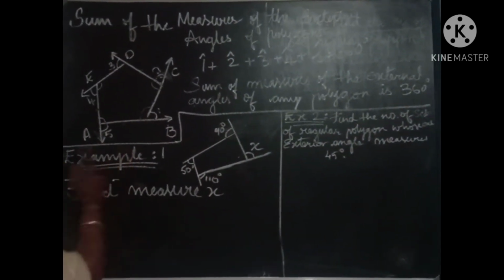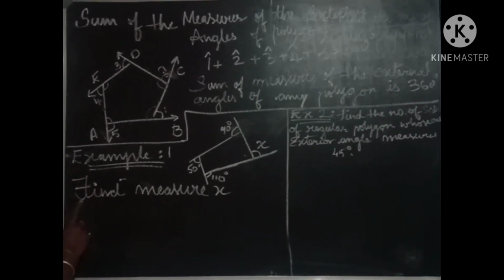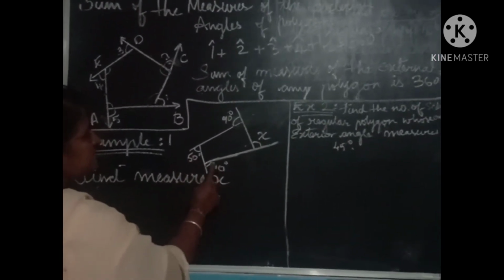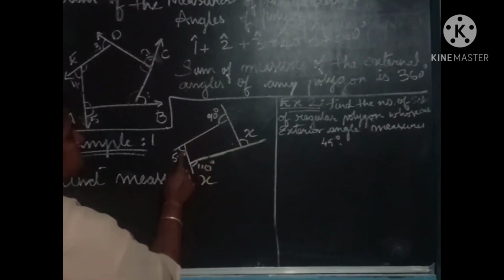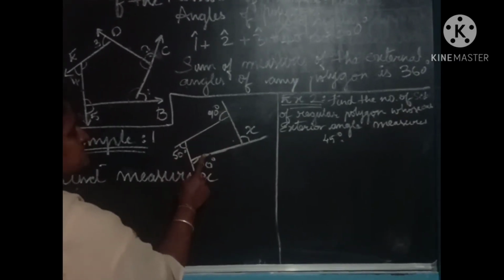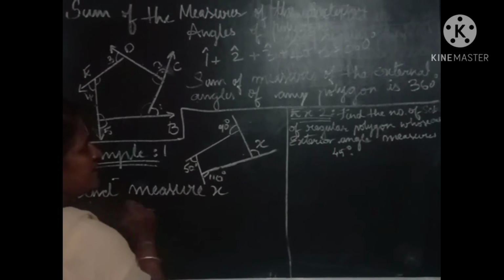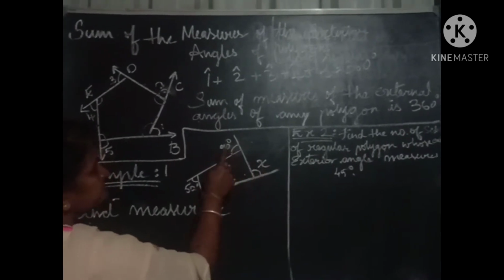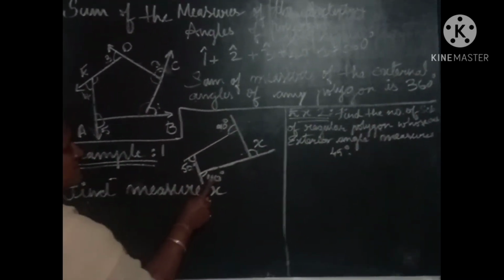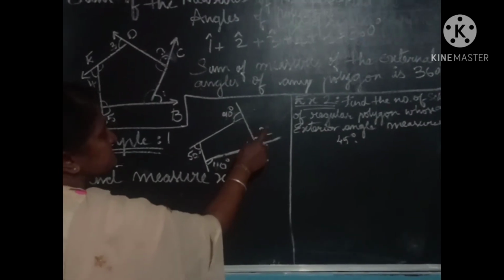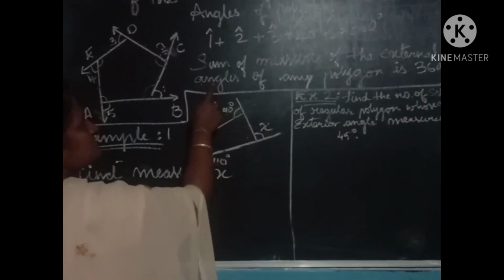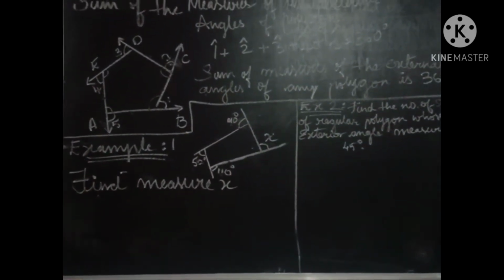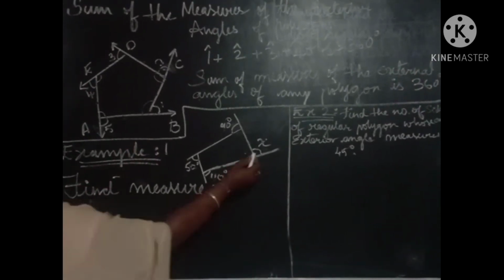Now based on this concept, let us learn example 1 here. Example 1, find the measure of x. Here, what type of polygon is this? This is a polygon, is it not? How many sides are there? 1, 2, 3, 4 sides. And the exterior angles measure x degrees, 90 degrees, 50 degrees, 110 degrees. Now, how do we find this x? Just now we studied that the sum of the exterior angles of a polygon is equal to 360 degrees. So, using that concept, we can find the value of x.